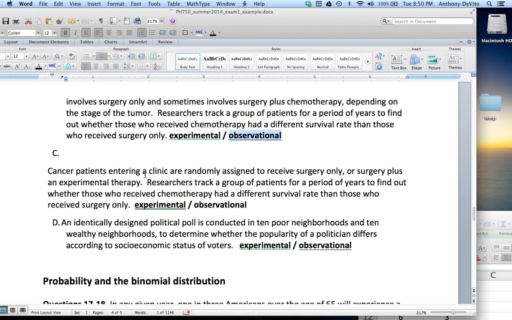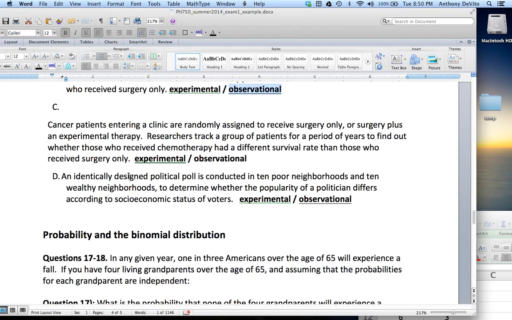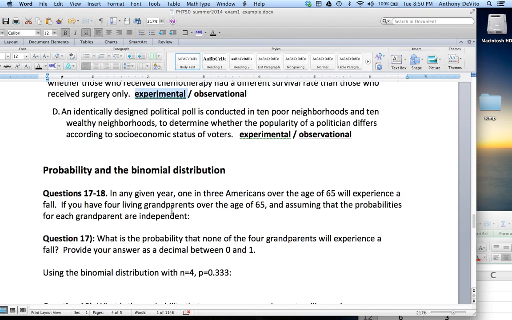Okay. I'm going to go down this one. An identically designed political poll is conducted in 10 poor neighborhoods and 10 wealthy neighborhoods to determine, that's observational. Hey, let's look at this one. Cancer patients entering a clinic are randomly assigned to receive surgery, or surgery plus an experimental treatment. Well, I just said that, didn't I? Then you know already that that's experimental because that's the one I just described.